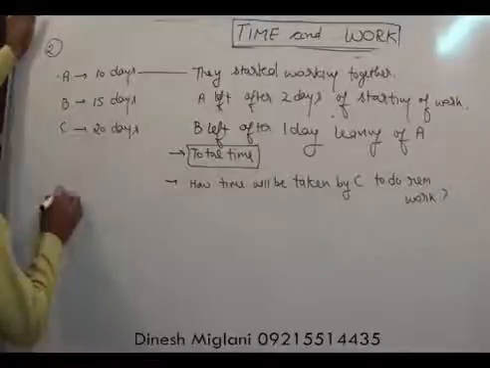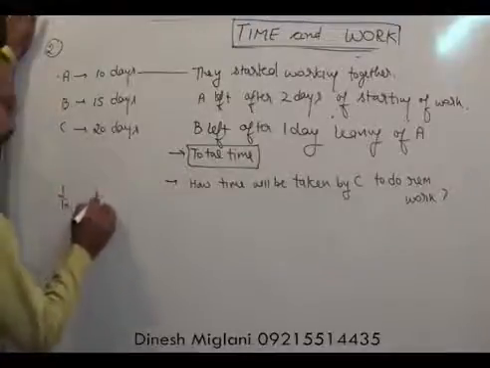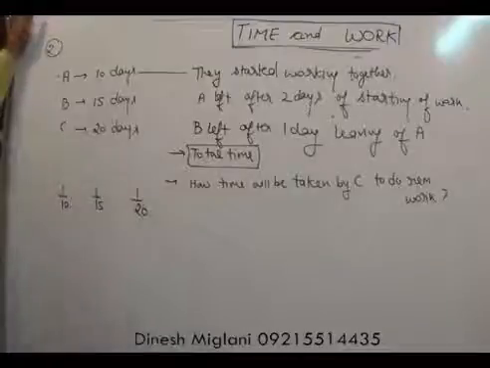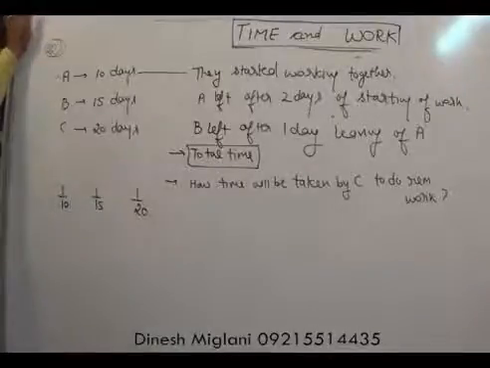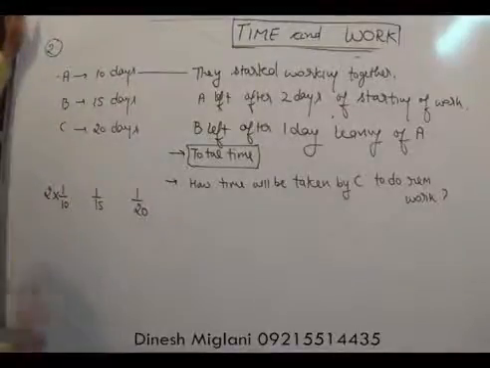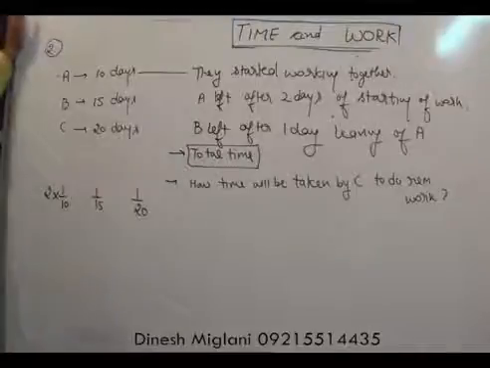A's 1 day work is 1 by 10. B's 1 day work is 1 by 15. C's 1 day work is 1 by 20. A left after 2 days of starting of work. It means he had worked for 2 days. The work done by A would be 2 upon 10.